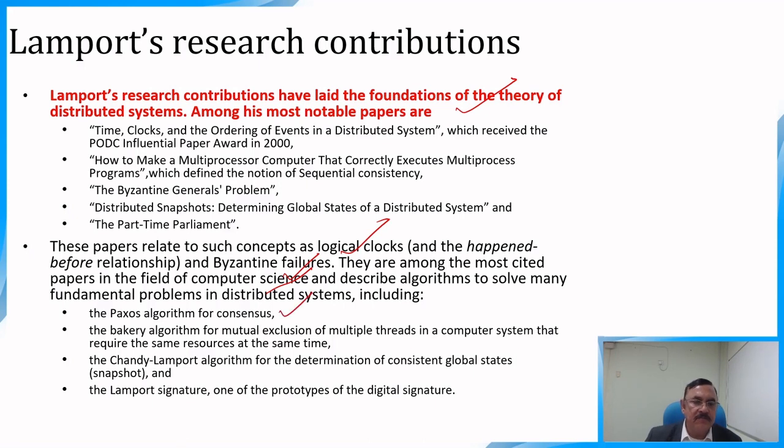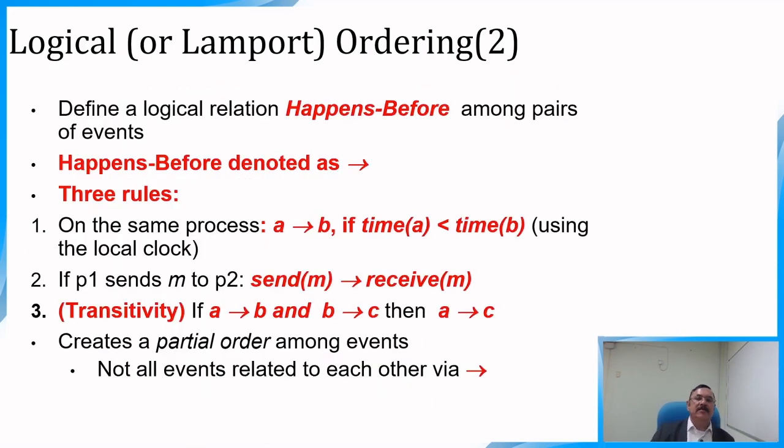So the Paxos algorithm for consensus, the Bakery algorithm for mutual exclusion of multiple threads in a computer system that require the same resource at the same time, the Chandy-Lamport algorithm for determination of a consistent global state snapshot. The Lamport signature is one of the prototypes of a digital signature. So let us start with the Lamport logical ordering.